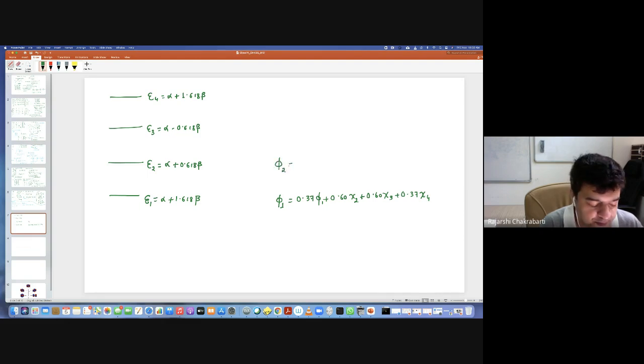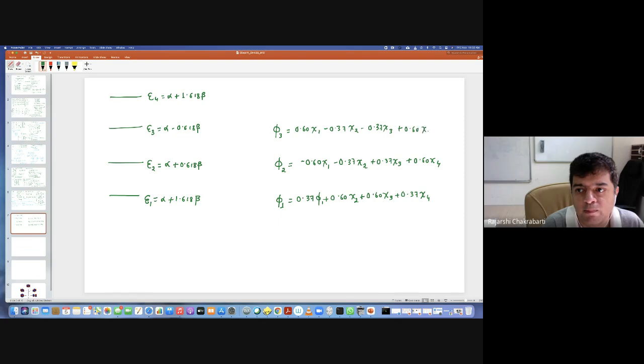Phi 2 is, and phi 3 is, and phi 4 is. Okay, so these are the orbitals.